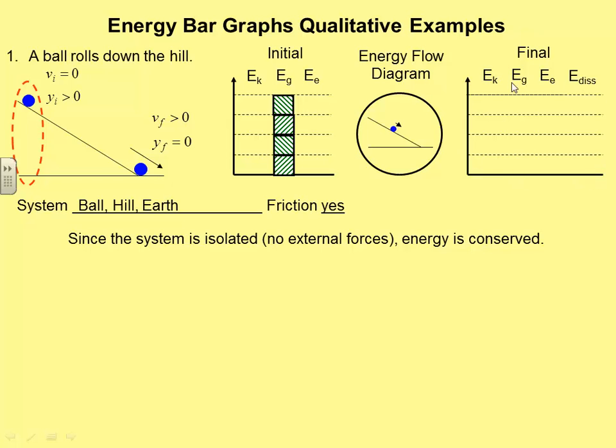And then our final, at the bottom of the hill, there's no more EG, there's no EE, there will be some EDIS, and there will be some EK. Now, how much of each? It depends. I'm going to assume here there's about 1 box of EDIS, and therefore there must be 3 boxes of EK. Now why? Well, because energy is conserved. So if I drew 4 boxes here, I must draw 4 boxes over here, even though 3 are EK and 1 is EDIS. So notice we're still keeping track of all the energy here. Right? We've got 4 boxes initially, nothing flowing in or out, and 4 boxes finally.